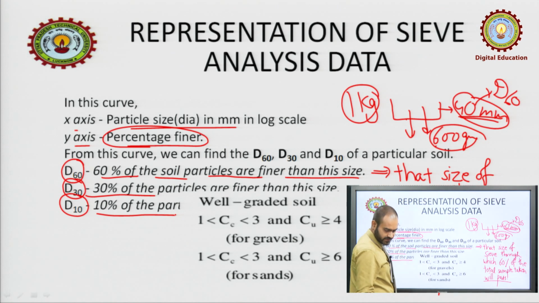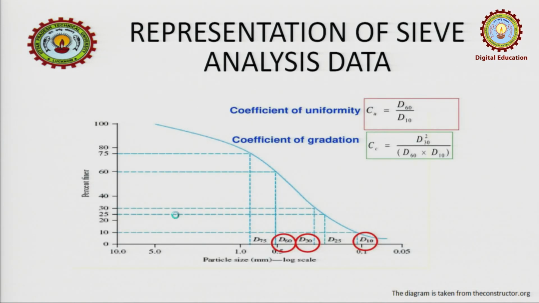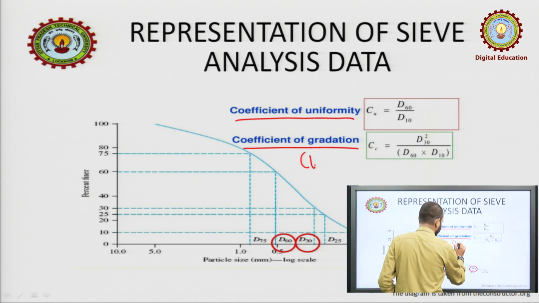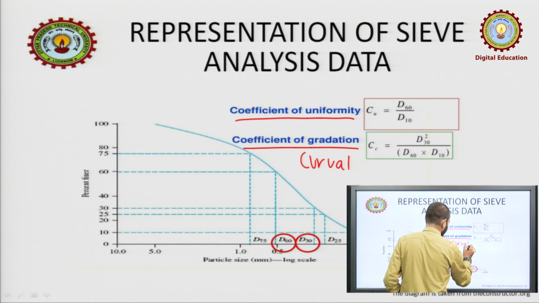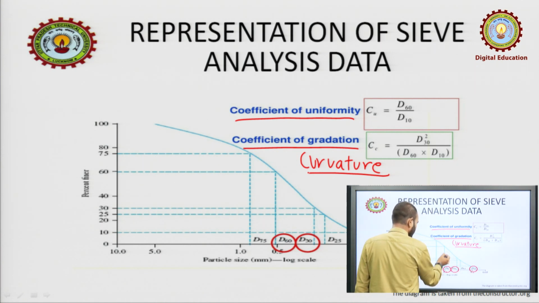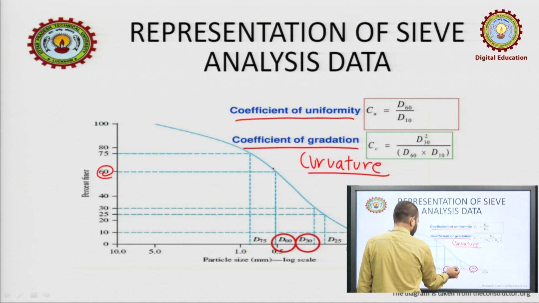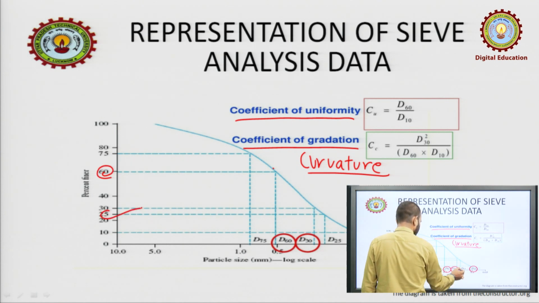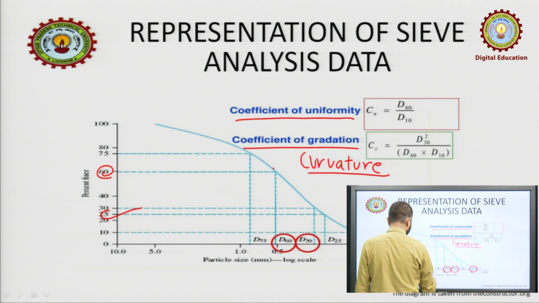So let's move further. What are Cu and Cc? Coefficient of uniformity, and coefficient of gradation, which is also called coefficient of curvature. Here you can see D60, D30, D10 shown. This much is the D60, this much is your D10, D30, everything is shown.